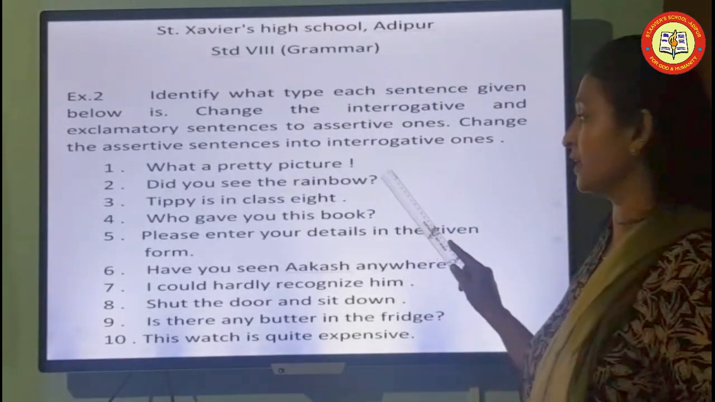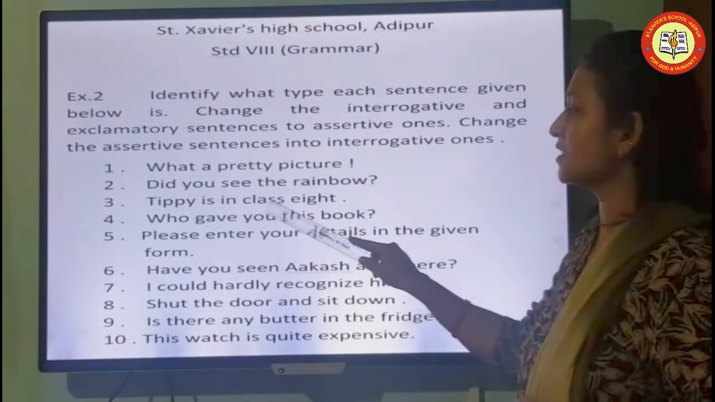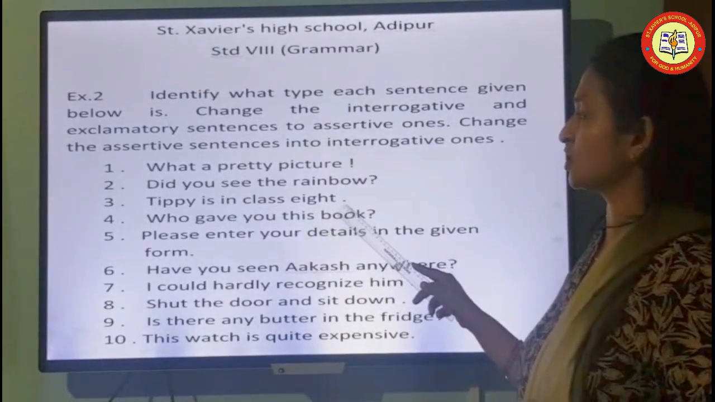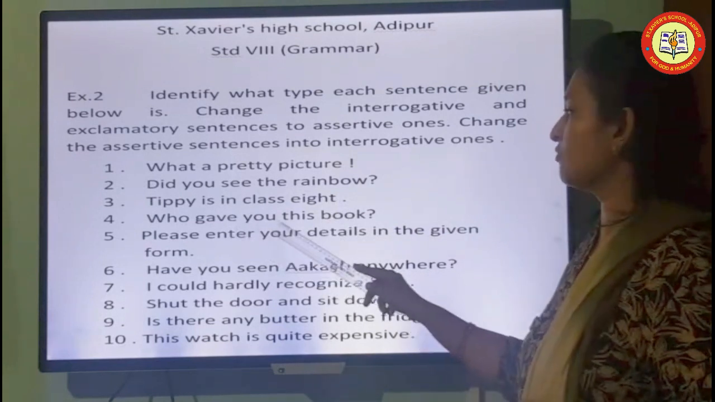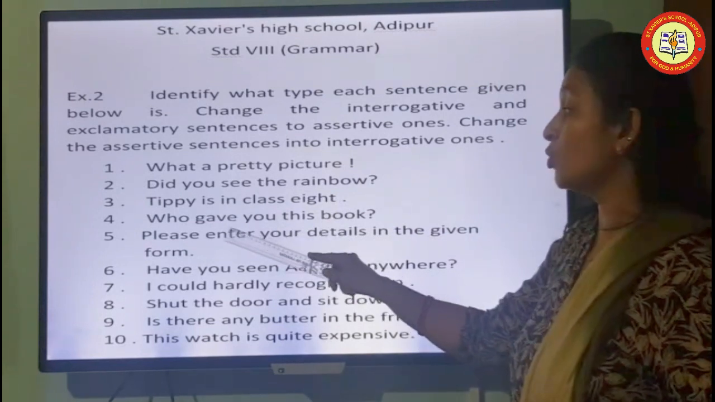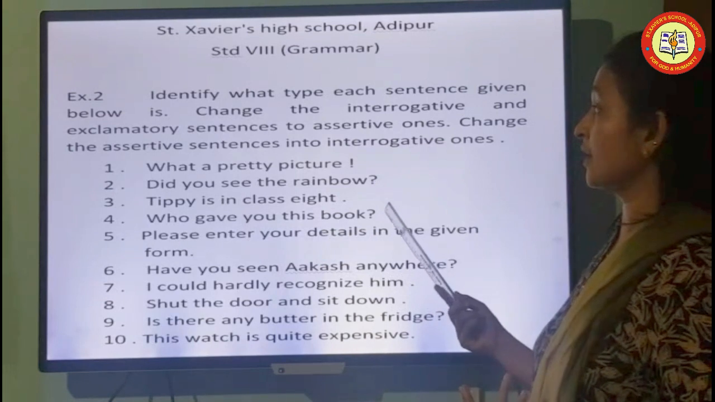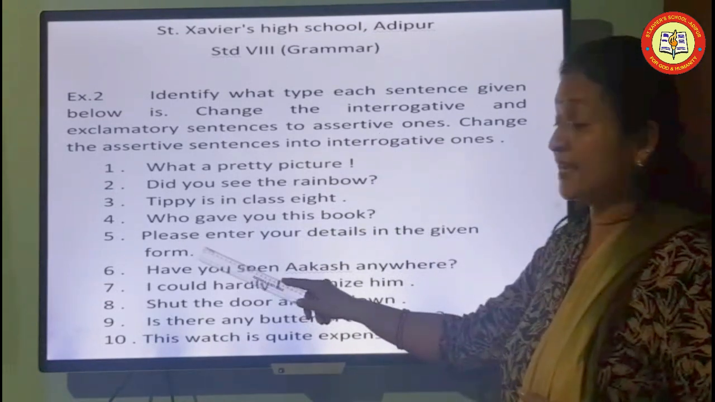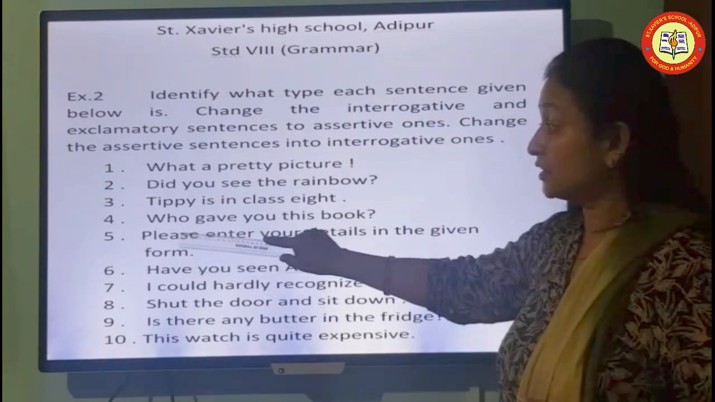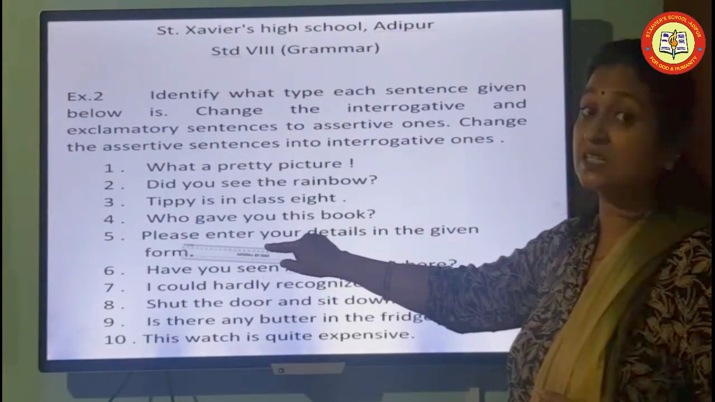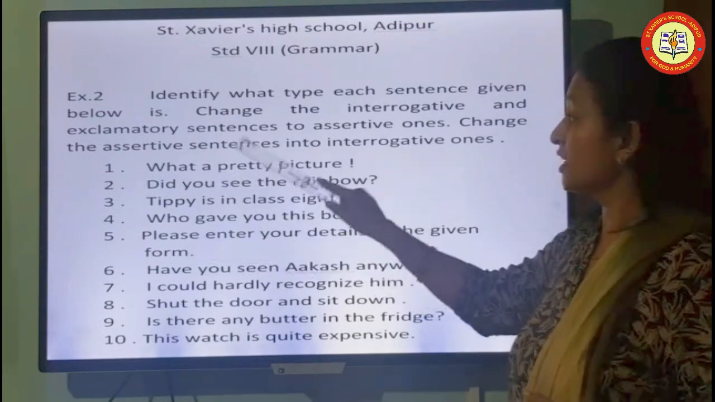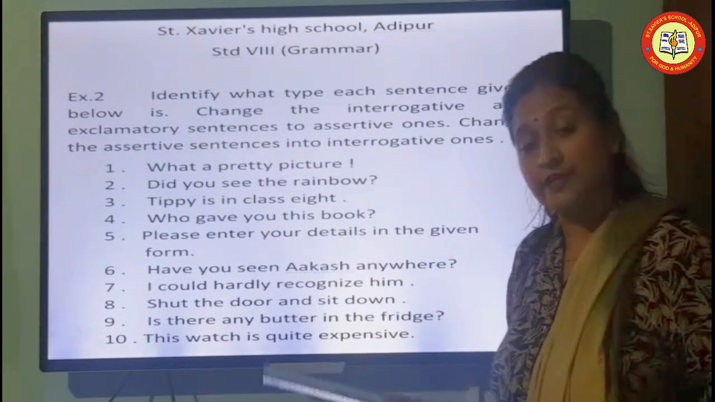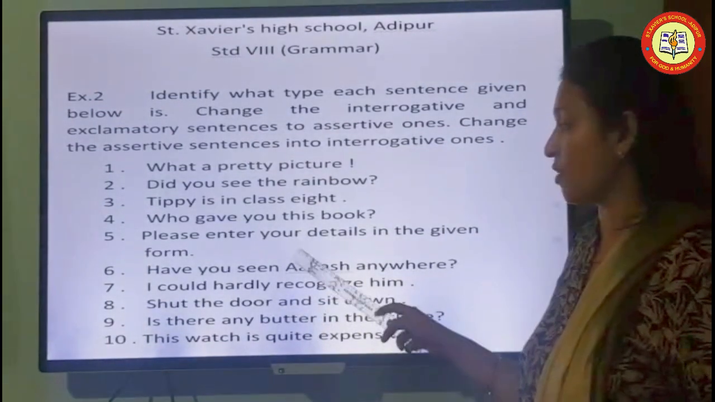Question mark also declarative. Tippy is in class A. This is a simple assertive sentence, so we will change it into interrogative. Who gave you this book? It is already interrogative, so we have to convert it into assertive. Now see here, please, it's a request, so this is an imperative sentence. Here they have not mentioned, so you can change imperative into interrogative or declarative. Any form you can change.